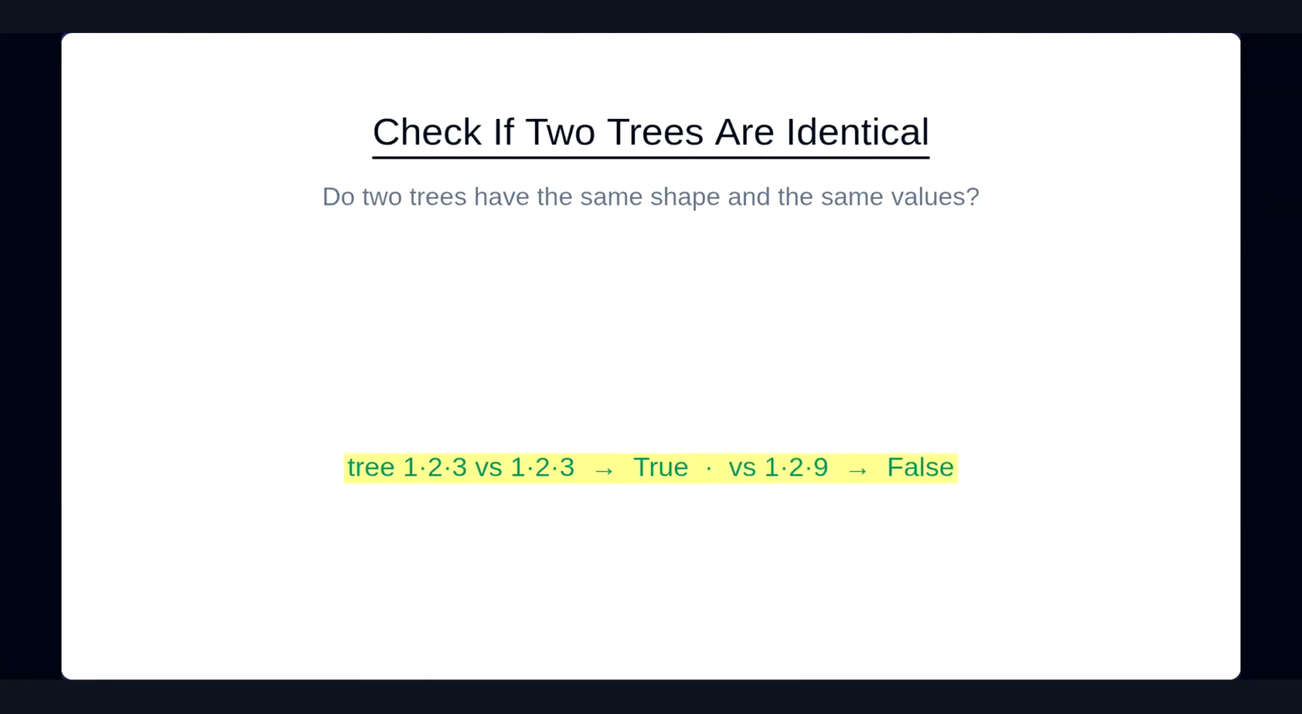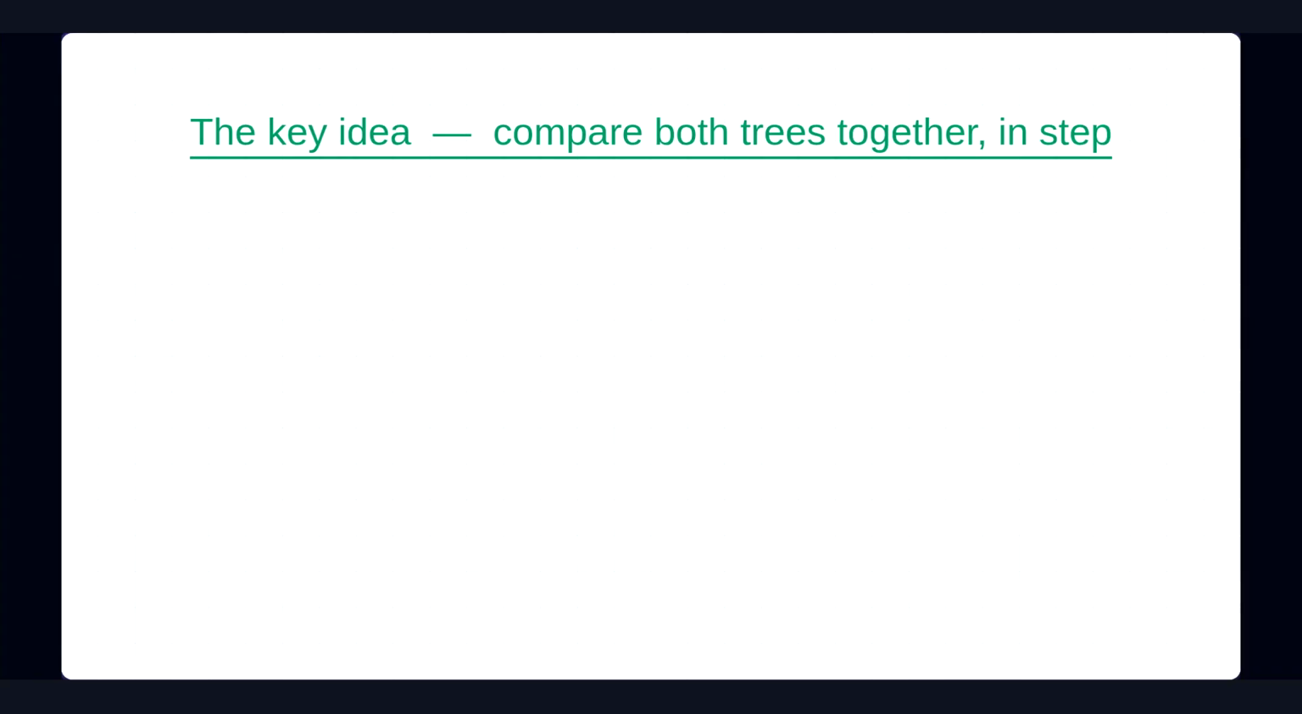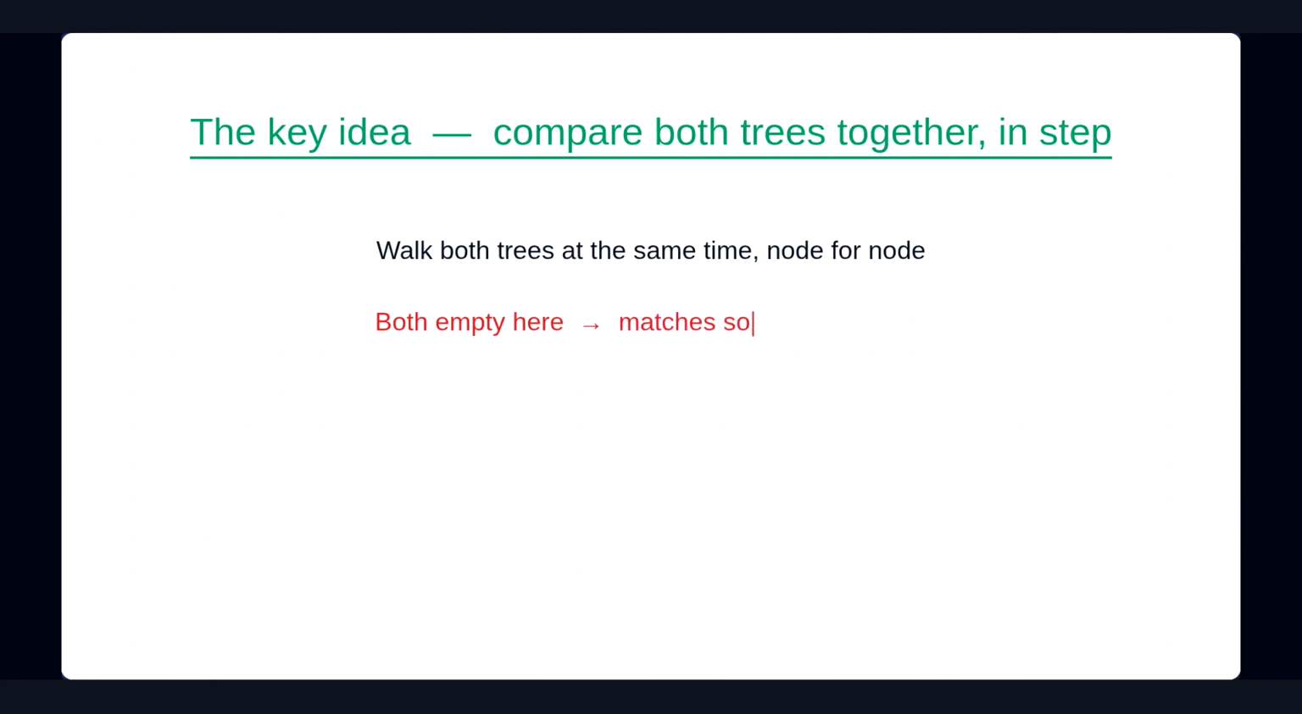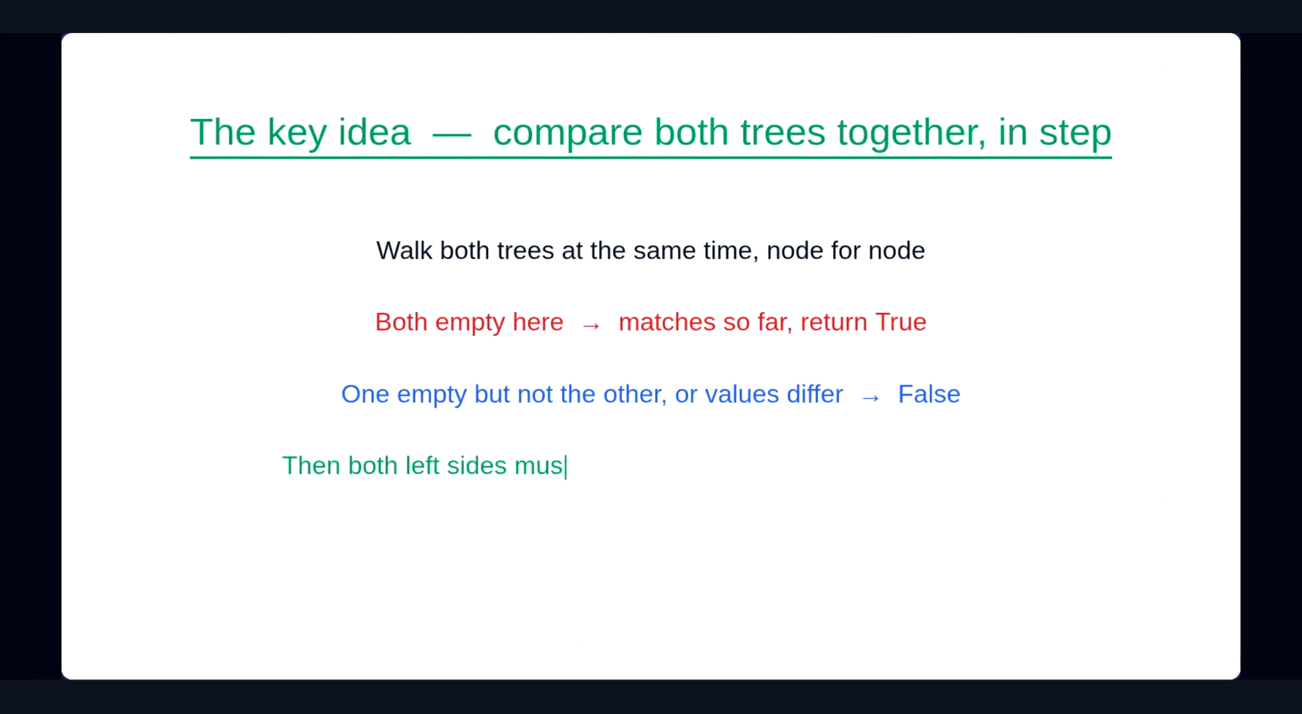Let's write the check. We recurse down both trees together, keeping a matching node from each. If both nodes are empty at the same spot, that part matches, so we return true. If one is empty and the other is not, the shapes differ, so we return false. If both exist but their values differ, that is a mismatch, so false. Otherwise, the values agree here, and we require that the left subtrees match and the right subtrees match using the same function. Everything must line up for the whole answer to be true.